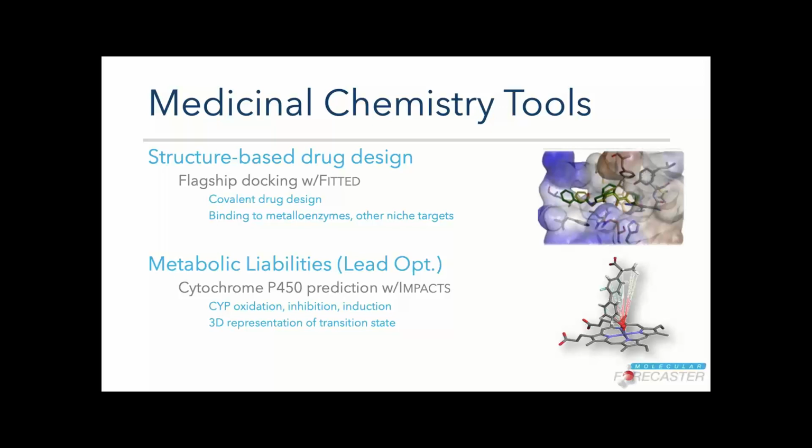We have tools to address some metabolic liabilities. So this is more in the lead optimization stage, less as a screening tool. Our program is called Impacts. We predict the site of metabolism by CYPs. Cytochrome P450s are responsible for, I think, somewhere between 75 and 90% of first pass metabolism of any xenobiotics, so any drugs. So knowing their metabolic profile allows you to discern if there are chances for toxicities.